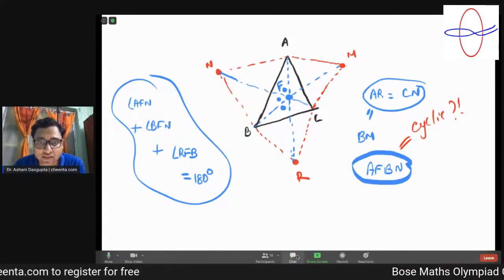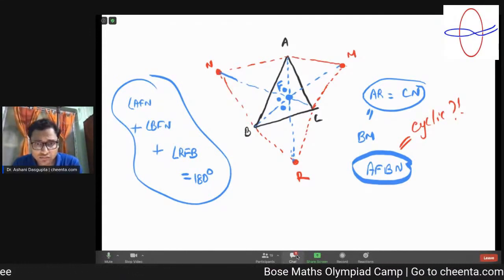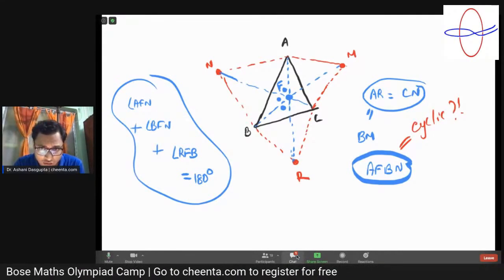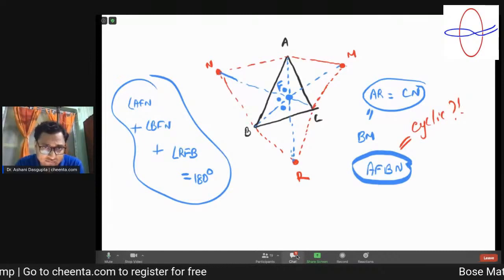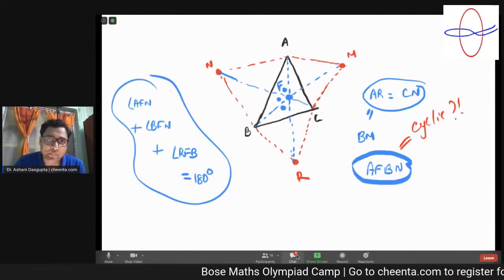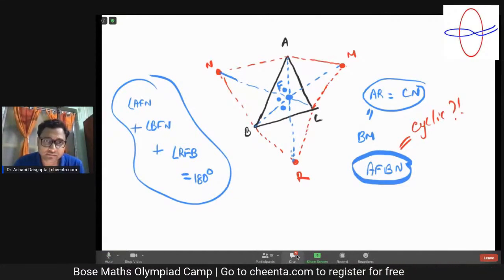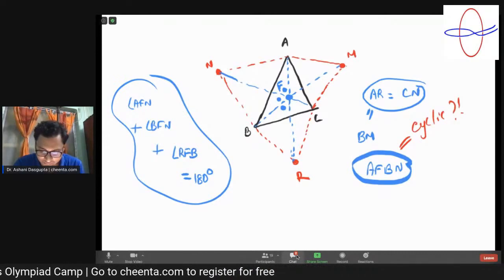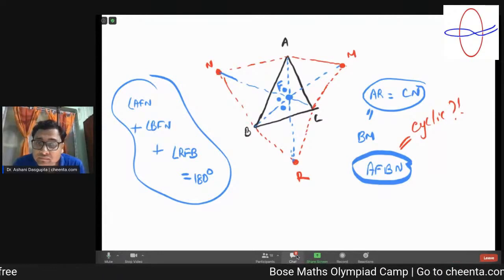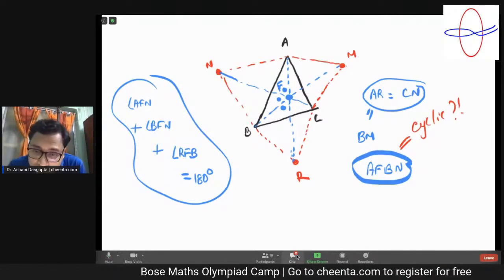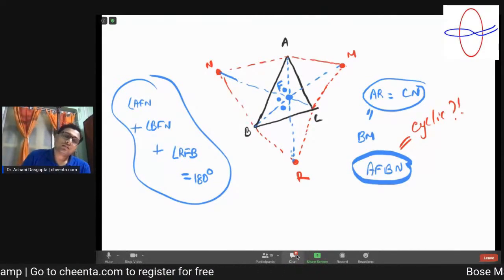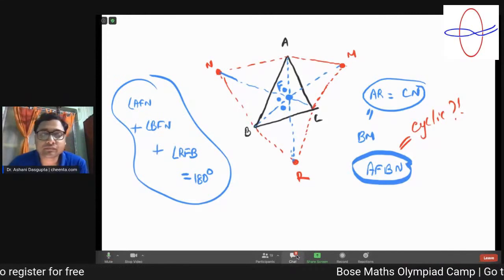Okay, so coming back to this. Sir, is AF equal to BF? So how do you show that AFBN is cyclic? How do you show AFBN is cyclic? Do we apply Ptolemy's theorem? Like the sum of the products of the opposite sides of the quadrilateral is equal to the product of the diagonals. Yes.